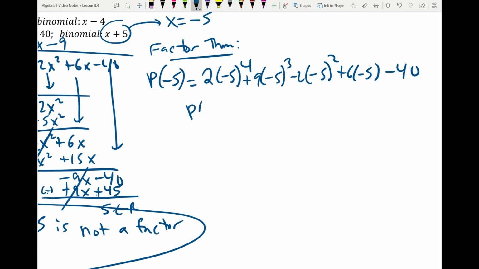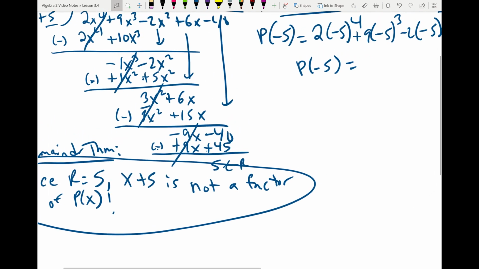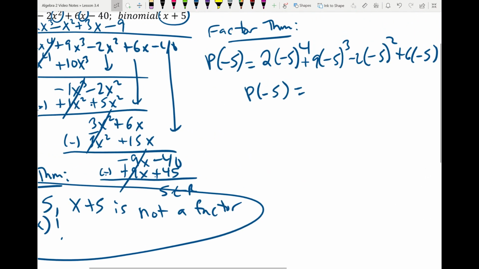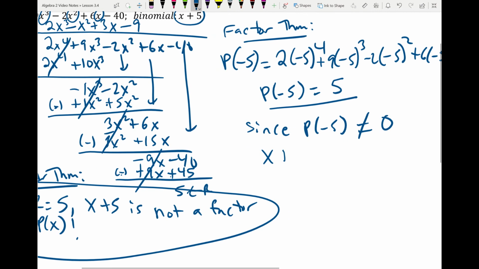If you did this on the calculator, I'm not going to spend time doing that on the calculator right now. If you did it on the calculator, you're going to get equal to 5. So since p of negative 5 is not equal to 0, that means that x plus 5 is not a factor.